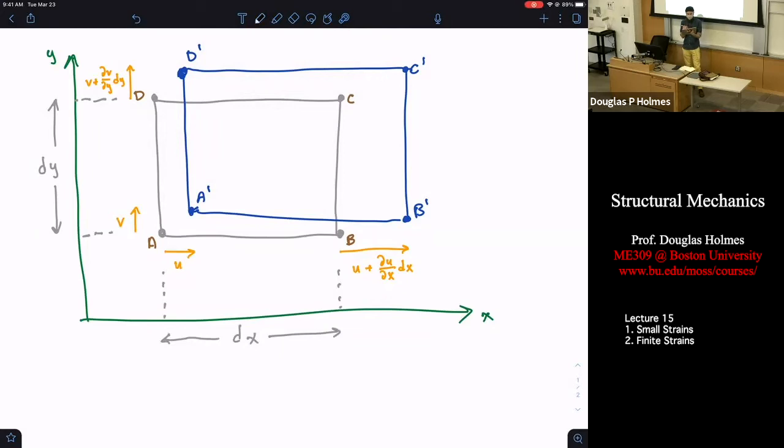Well, we can write this out. Let's write this out. Let's see if we can do this right. Our new length is dx plus delta u, delta x dx, minus our old length, which is dx. Oops, that's not right.